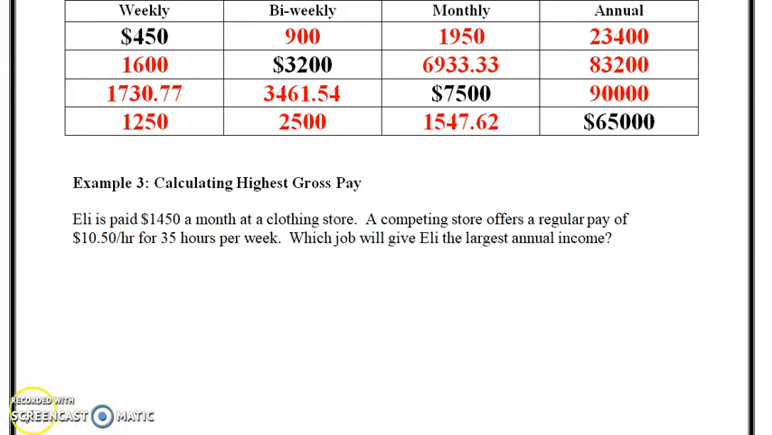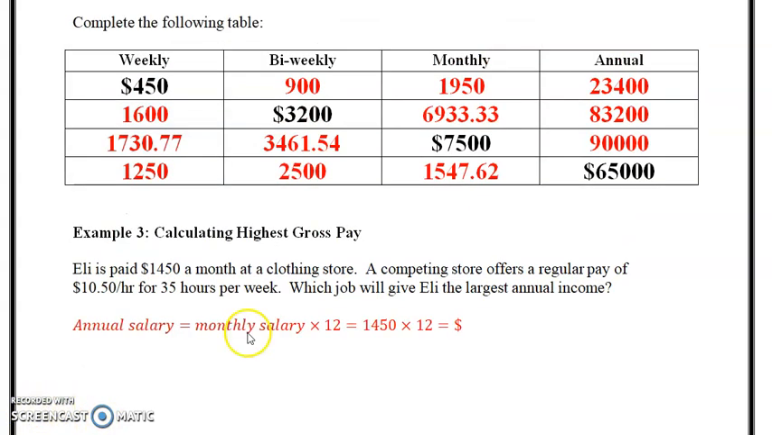So what we'll do is calculate those. Option 1 is the clothing store. I'm going to take the annual salary, which equals the monthly salary multiplied by 12. So I take the $14.50 multiplied by 12, and I get a total of $17,400. And that's the annual salary. Now we have to look at what the competing store is doing per hour.